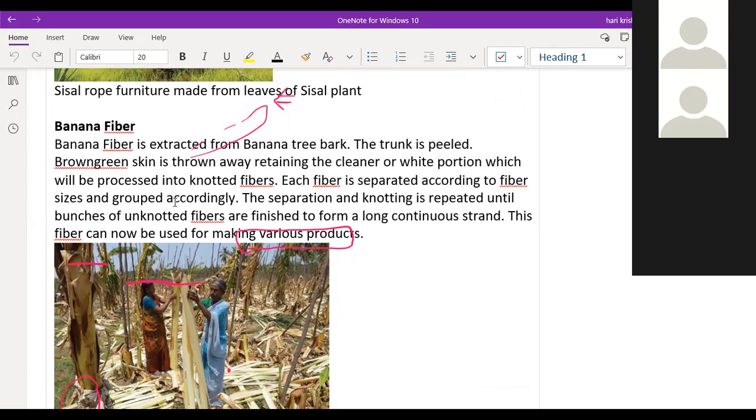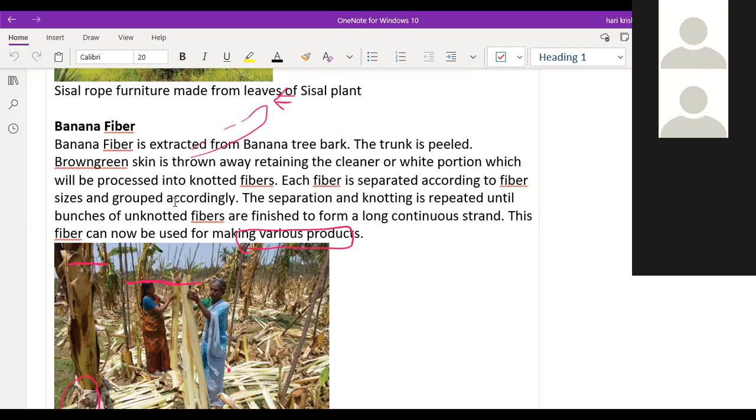The next one is banana fiber. You know already about the banana fibers. Some part of the banana is edible only. Some part of the stem of the banana plant is also edible only. Okay, so banana fiber is extracted from the banana tree bark.